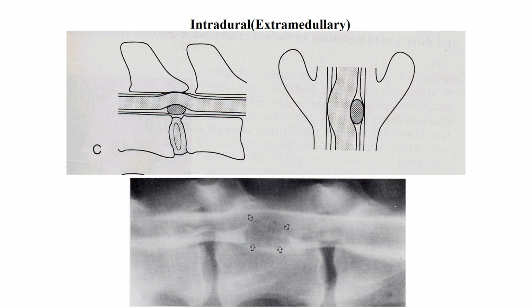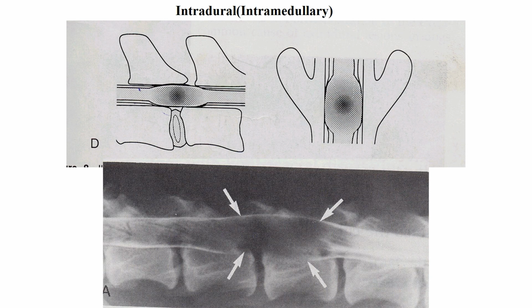Another is an intradural or extramedullary lesion. In this myelography, here you can see one tumorous structure present in the spinal canal, which is compressing the spinal cord. It is clearly appreciated through this myelography, and the arrow is denoting the lesion.